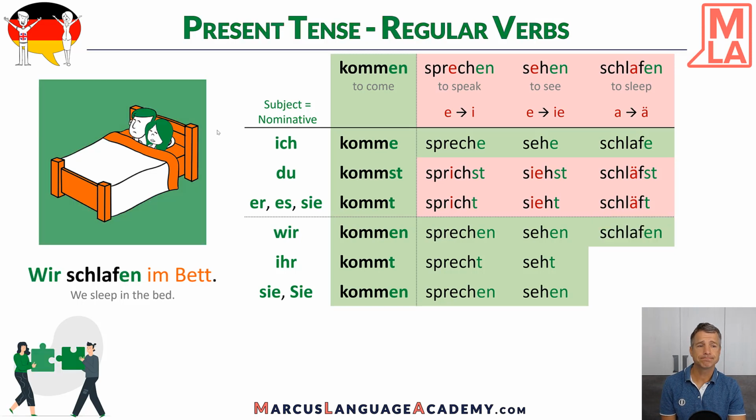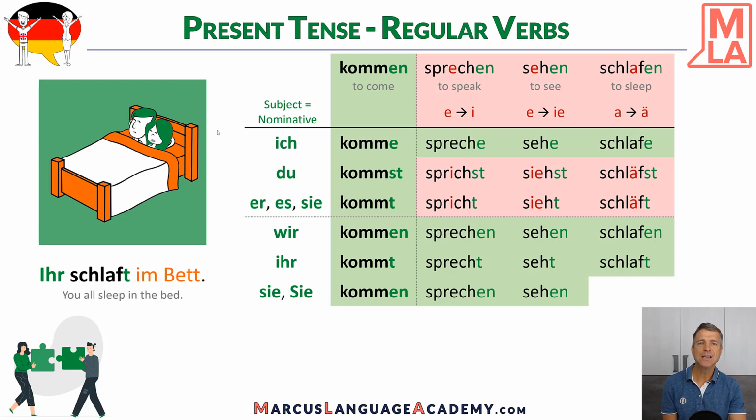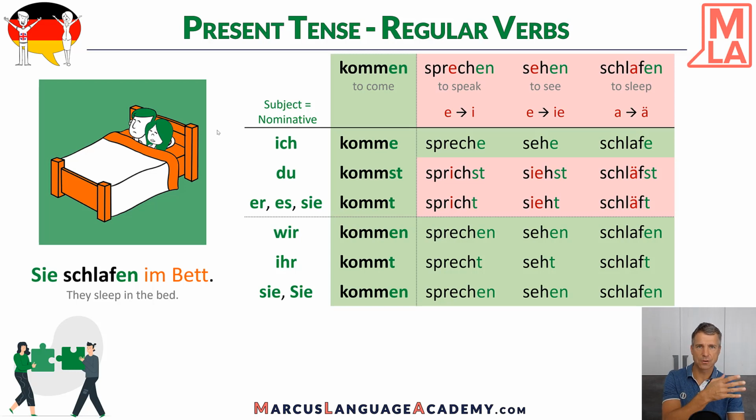And plural again, it's regular. Wir schlafen im Bett. We sleep. Ihr schlaft. You all, you guys sleep. Ihr schlaft im Bett. And they. Sie schlafen im Bett. Or when you talk in a formal way, Sie schlafen im Bett. Or several people, Sie schlafen im Bett. You, formal way, all sleep in the bed.